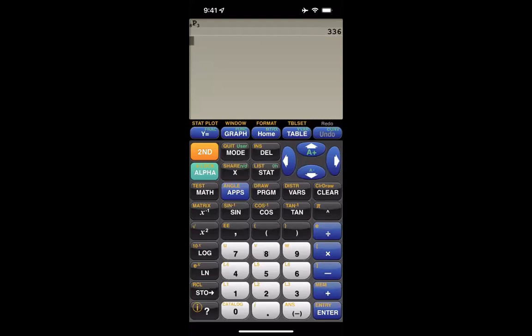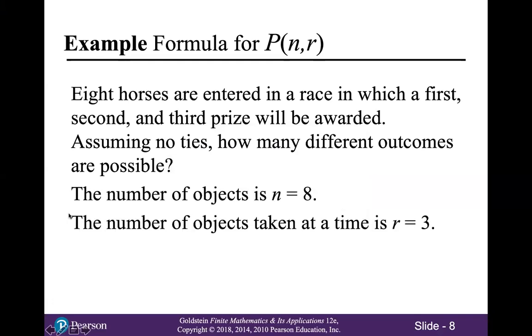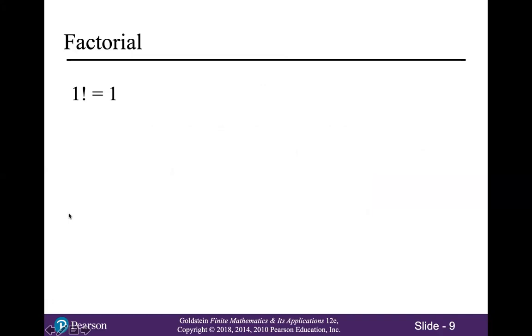I'll just show you briefly how you would do that using the formula. So you have 8 choices for which horse comes in first, 7 for which comes in second, and 6 choices for which horse comes in third. You get the same answer. All right, so let's go back to the presentation. All right, so there is that answer.